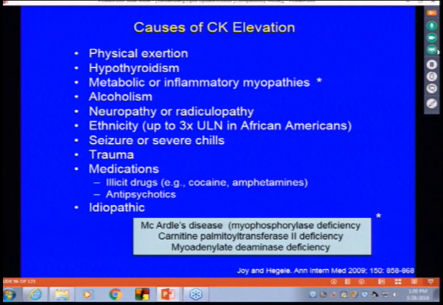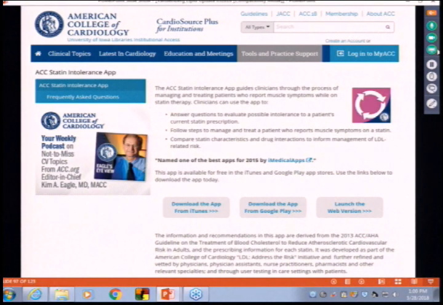And CK elevation is not specific. A number of things can cause it: hypothyroidism, alcoholism, ethnicity, medications. Again, if you have elevated CK that persists after stopping a statin, you wonder about unmasking an underlying myopathy. This is a screenshot of the app I was telling you about. Super useful, especially because of the medication profile, and you can tie in your history.